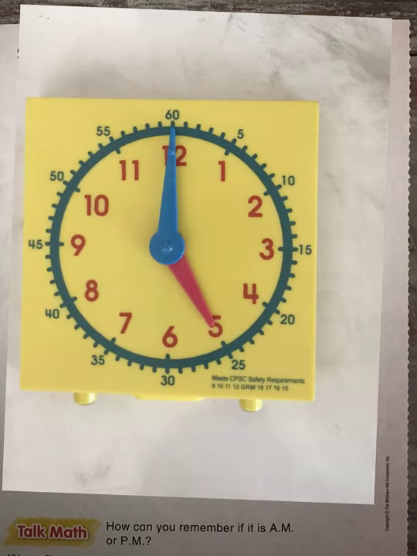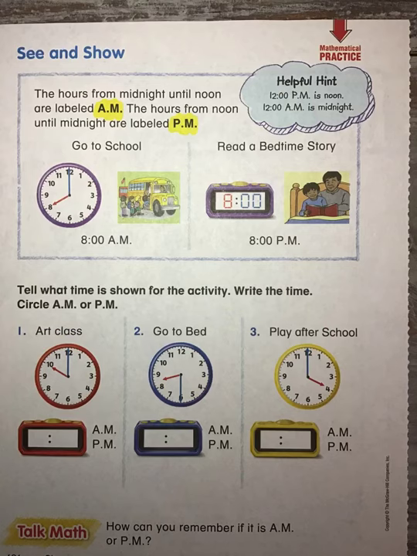If I say, hey, Bria, can you meet me at the park at 4 a.m. or 4 p.m.? Because at 4 a.m. I'm not going to the park. It's dark and I'm sleeping. But I could probably meet you there at 4 p.m. That's why it's important that we know a.m. and p.m. Okay, let's look at page 626.